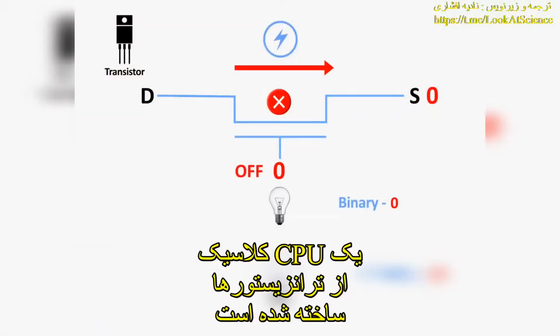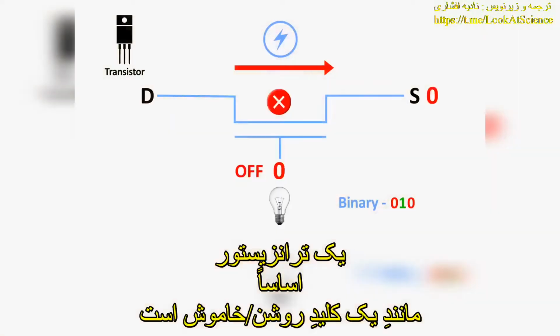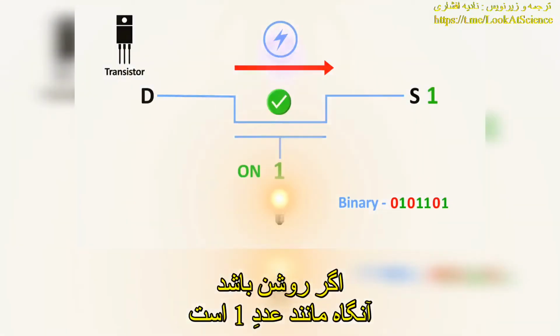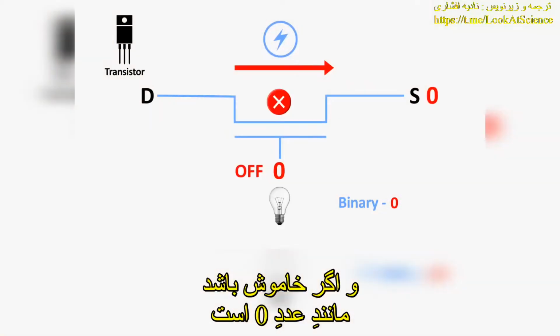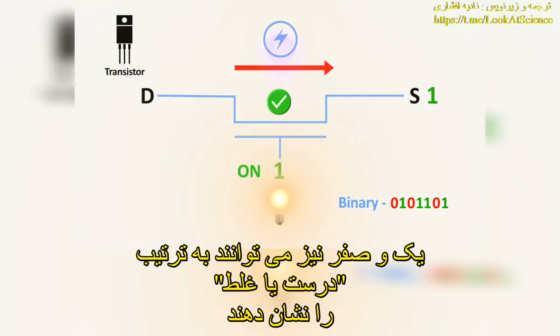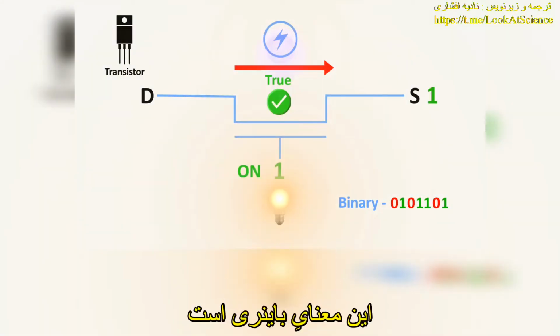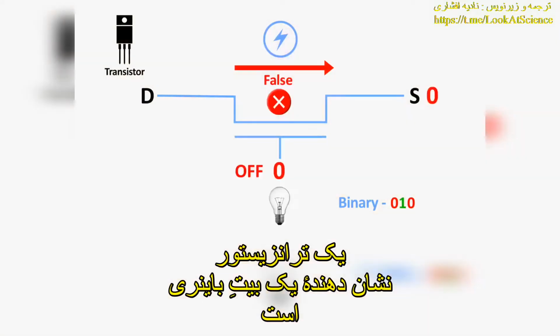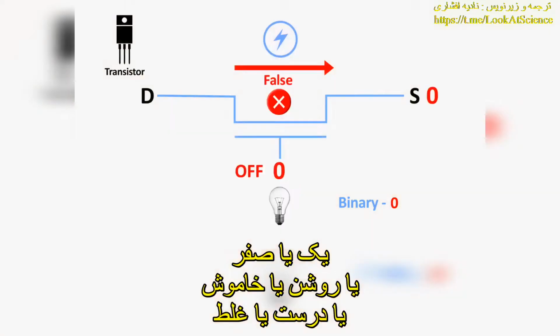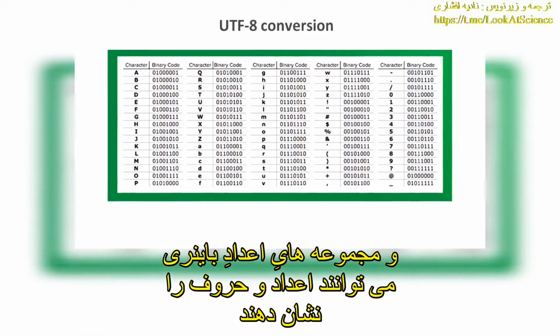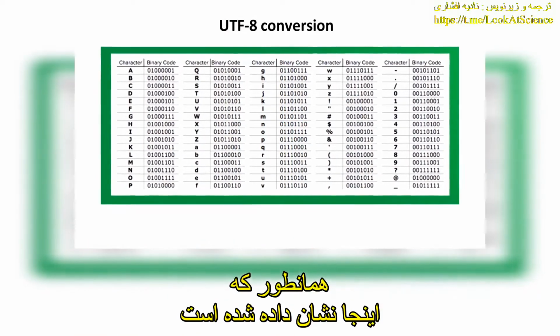A classical CPU is made from transistors. A transistor is basically like an on-off switch. If it's on, then it's like the number 1, and if it's off, it's like the number 0. 1 and 0 can also represent true or false, respectively. In this way, the transistor has two possible values. This is what binary means. A transistor represents a binary bit, 1 or 0, or on and off, or true or false. And sets of binary numbers can represent numbers and letters, as shown here.